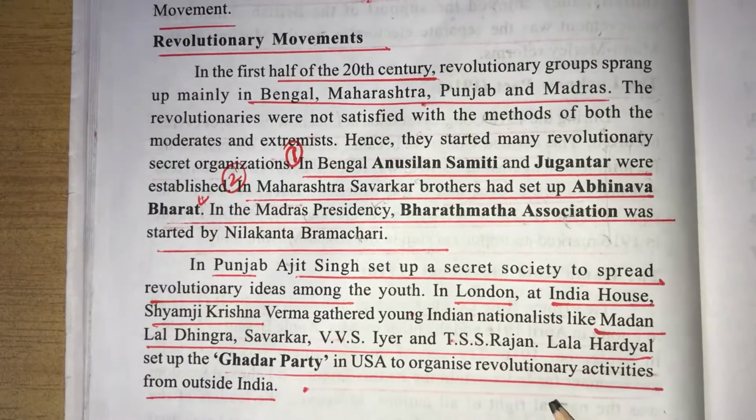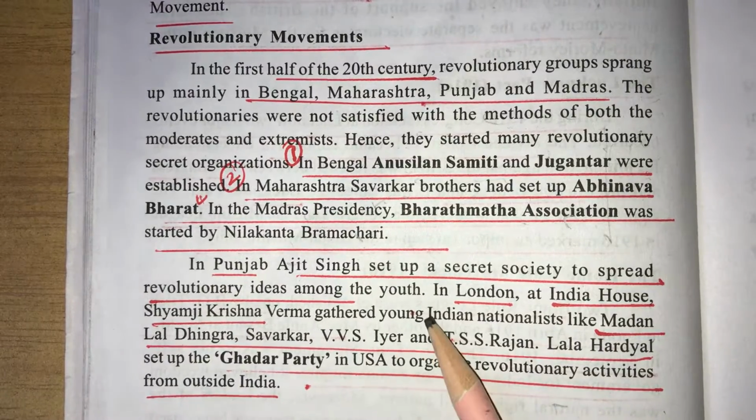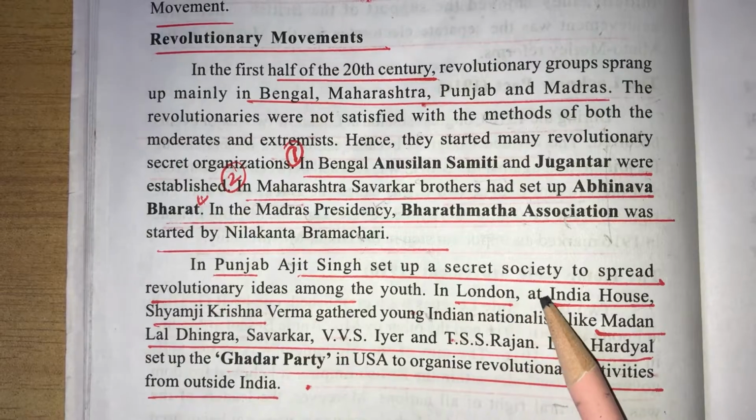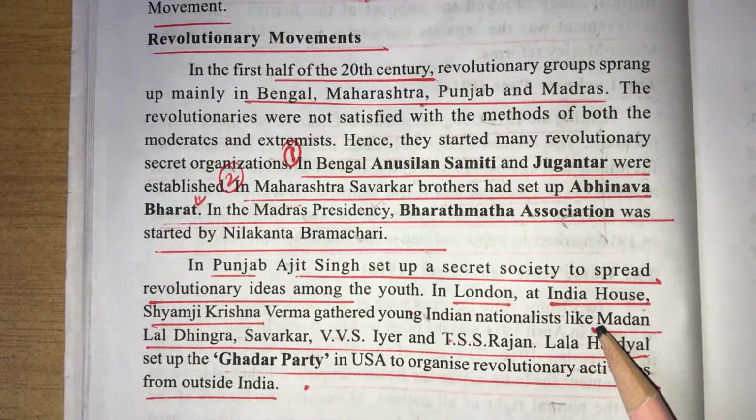In Punjab, Ajit Singh set up a secret society to spread revolutionary ideas among the youth.